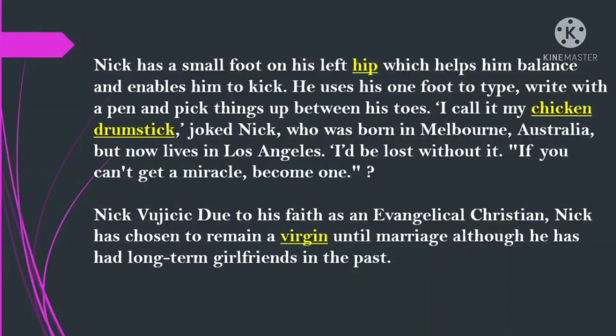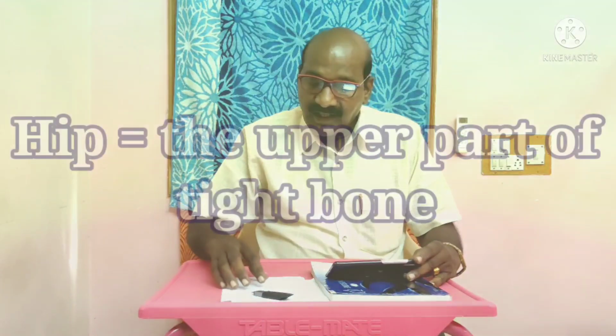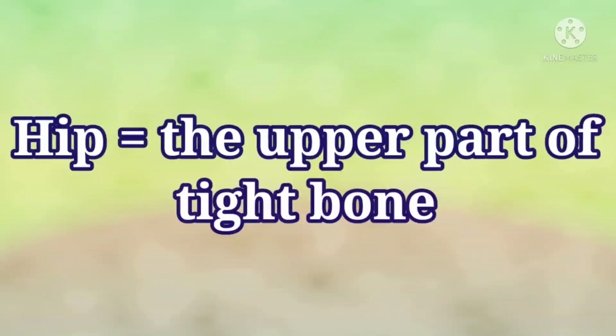Nick has a small foot on his left hip, which helps him balance and enables him to kick. Though he has no arms and legs, he has a small foot on his left hip. What is hip? Here, hip means the upper part of the thigh bone. On his left hip, he has a small foot. Only because of that small foot, he is able to balance himself, and that enables him to kick. Only with the help of that small foot, he is able to do many things.